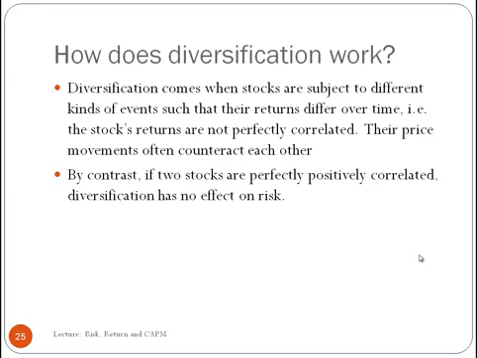By contrast, if two stocks are perfectly positively correlated, diversification has no effect on risk. Right? It doesn't matter. If we had 100 stocks in the portfolio and every single one of them moved in perfect harmony with each other, then we may as well just get rid of 99 of them. There's no benefit to diversification. So the real key ingredient is to have this not perfect correlation, to have some less than perfect correlations among the assets held in the portfolio.